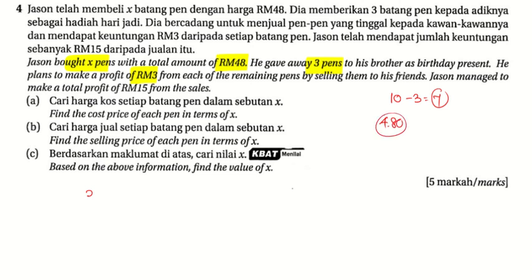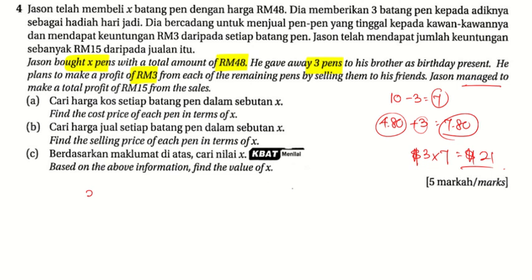So the cost is 4 ringgit 80 cents. If I want to make 3 ringgit profit, I must sell at 7 ringgit 80 cents each, right or not? So Jason managed to make a profit. The profit is 3 ringgit times how many pens? 7 pens. So my profit is 21 ringgit from the sale. That is my profit. Right or not?